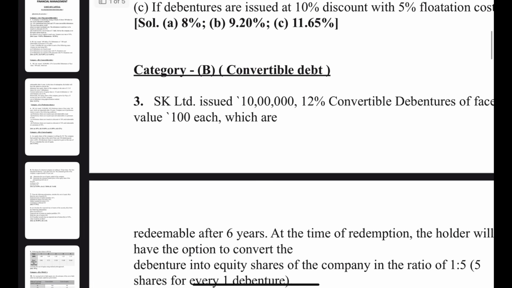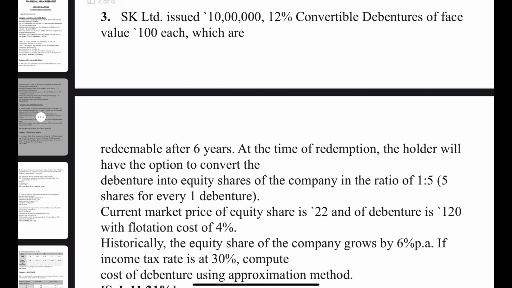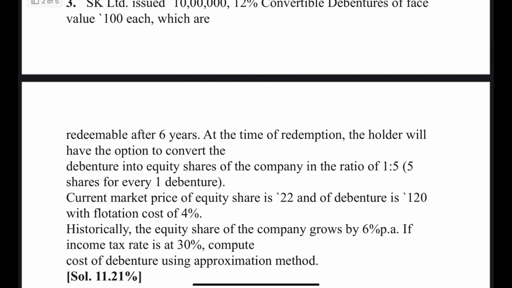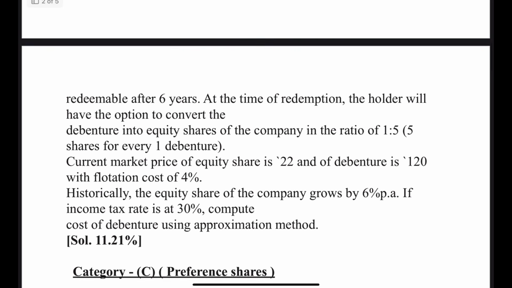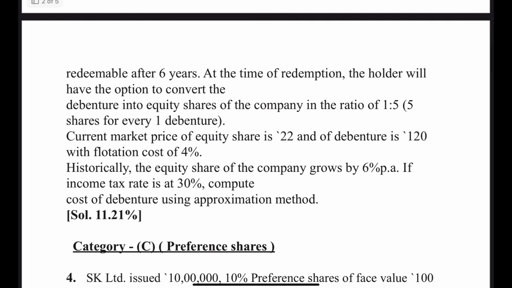Question number 3 says SK Limited is issuing 10 lakh debentures of 12% convertible, face value 100 rupees, and they are redeemable after 6 years. At the time of redemption, the holder will have an option to convert the debentures into equity shares of the company in the ratio 1:5. This means that if you are holding one debenture, you'll get five equity shares of that company if you choose the option of equity shares.